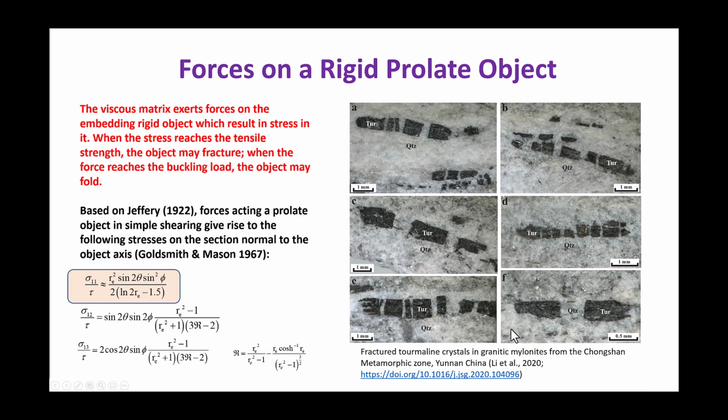In rocks, we see microboudins of elongate hard minerals very often. Microboudins of tourmaline in mylonites are very common. Here are pictures from granitic mylonites from the Chongshan Metamorphic Zone, Yunnan Province, China. It's from Li et al., published in 2020 in the Journal of Structural Geology.